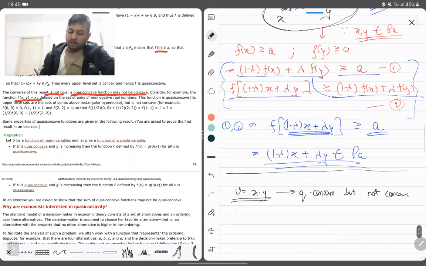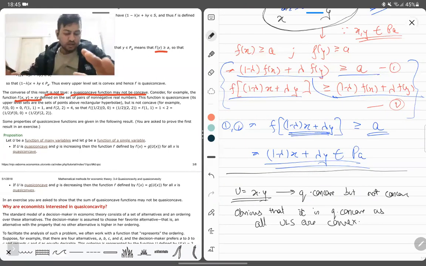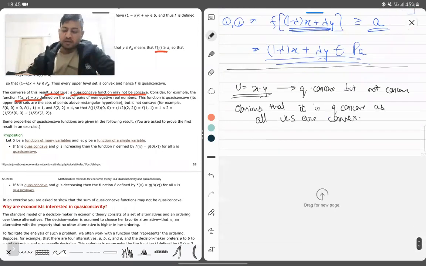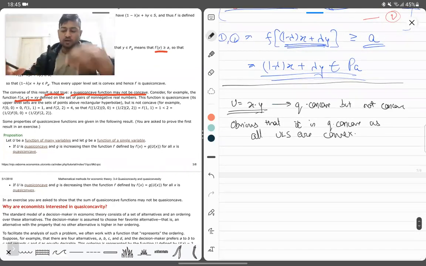First thing, it is obvious that it is quasi-concave as all upper level sets are convex. Okay, so all upper level sets are convex. There is no need to show this in detail. You can draw some indifference curves and basically show it. So that part is not very complicated.